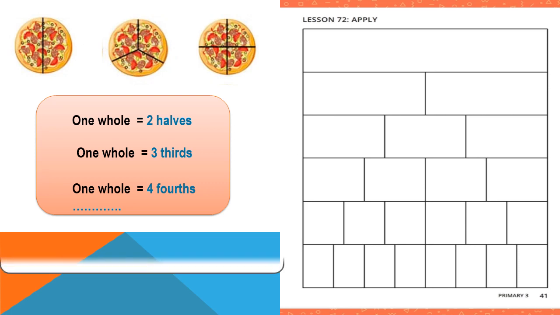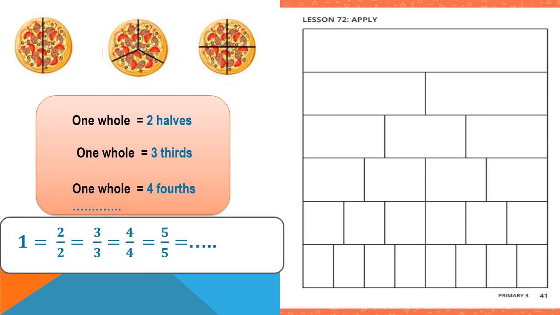Okay. And we can write the whole one like this. It contains 2 halves, 2/2. Or 3/3. The whole one 4/4. Or 5/5, and so on.